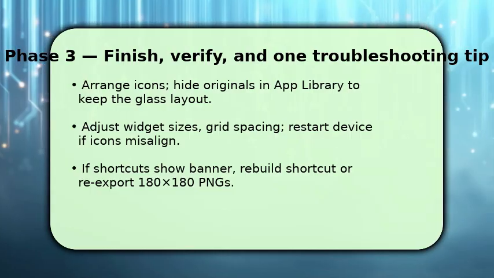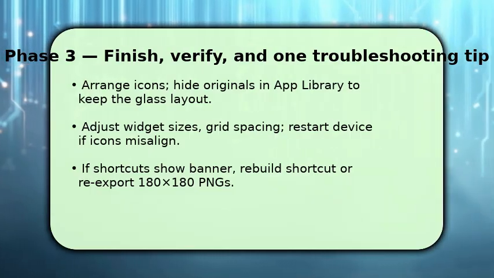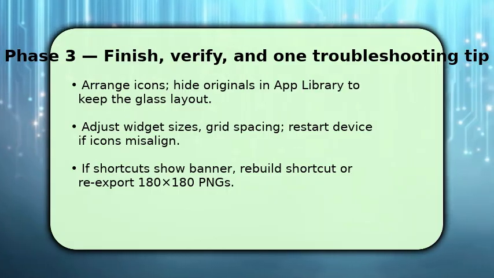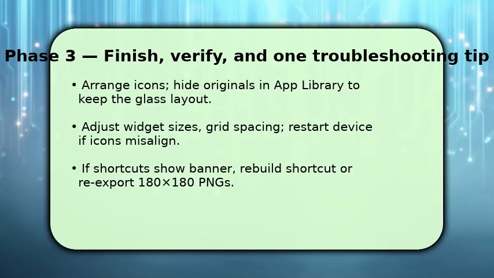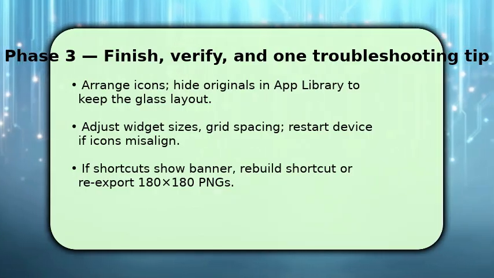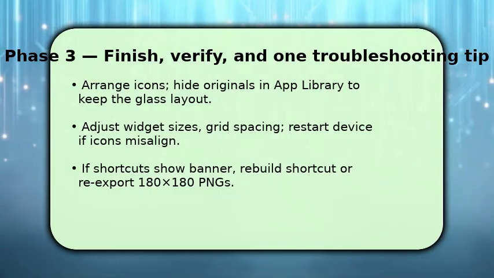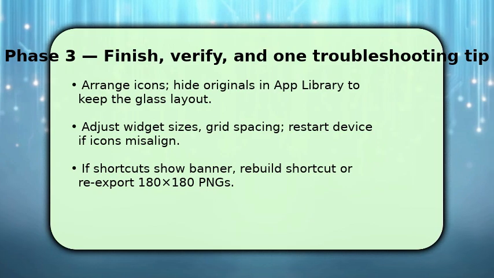If a shortcut shows a banner or opens slowly, rebuild that shortcut and re-export the PNG at exactly 180 by 180 pixels. This resolves most visual or scaling glitches. If problems persist, reinstall the icon maker and repeat the export step.